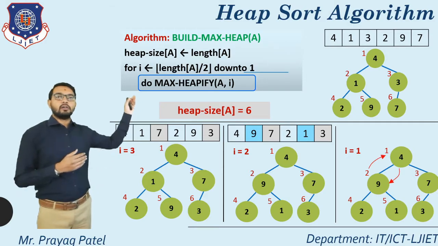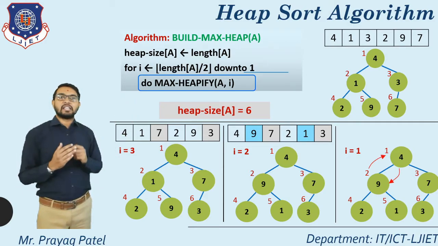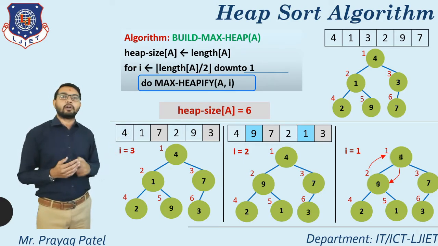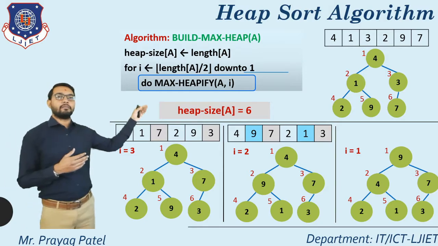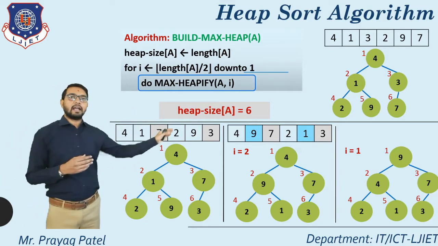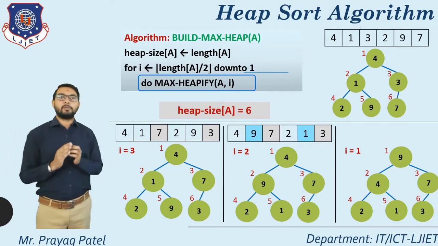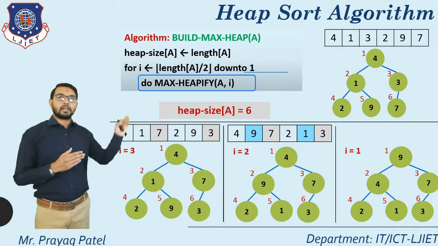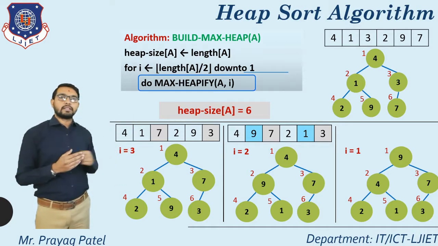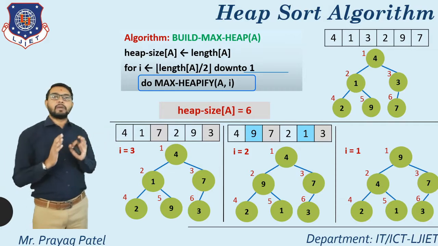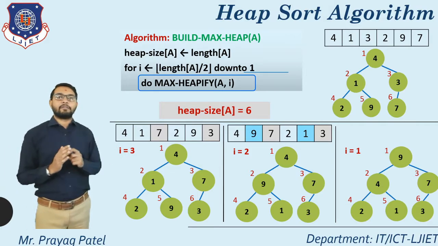So check these two nodes 4 and 9. 4 is less than 9, means 9 is greater than 4. That's why we swap the elements 9 and 4. So after swapping of 9 and 4, consider the last tree as your resultant tree, and in this tree the maximum Heapify property is satisfied. So here 9 is a parent node, 4 is a left child, 7 is a right child, then 2 is a left child of 4, 1 is a right child of 4 and 3 is a left child of 7. So this is a maximum heap tree. So the build max heap function is done.